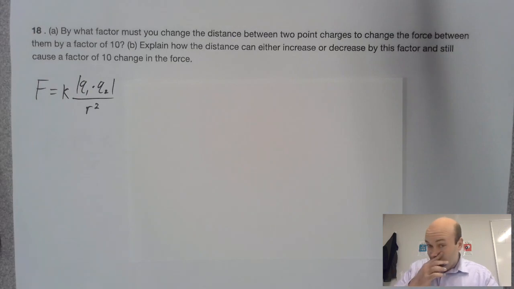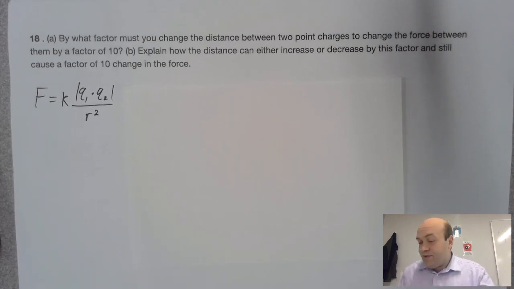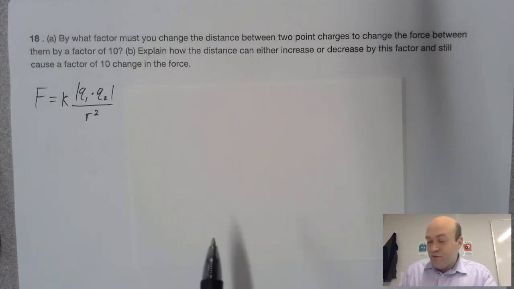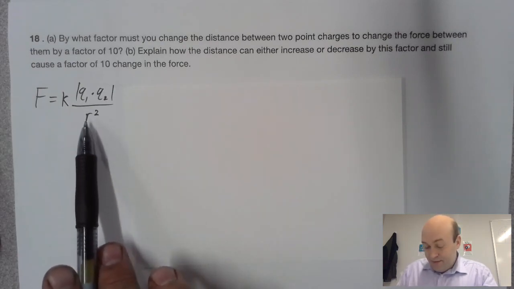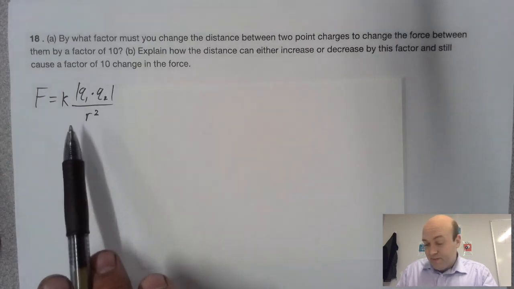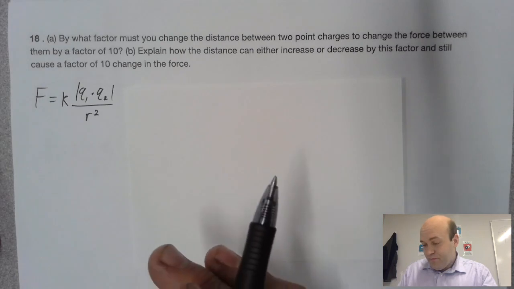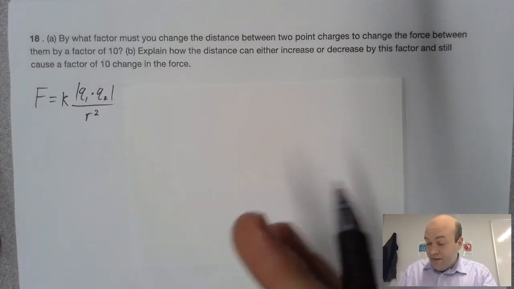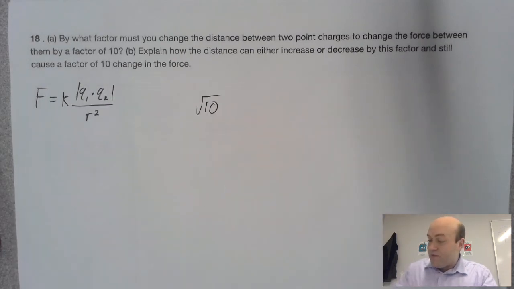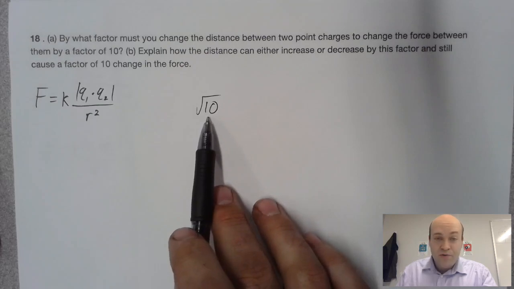So we've got a fairly short section, so a lot of this is going to be just examples. For this one, we want to know by what factor we have to change the distance between two of those point charges to change the force between them by a factor of 10. Now notice the distance is down here in the bottom, so whatever change we make is going to be amplified and squared. So if we want a factor of 10, we need to change the distance between them by a factor of the square root of 10.